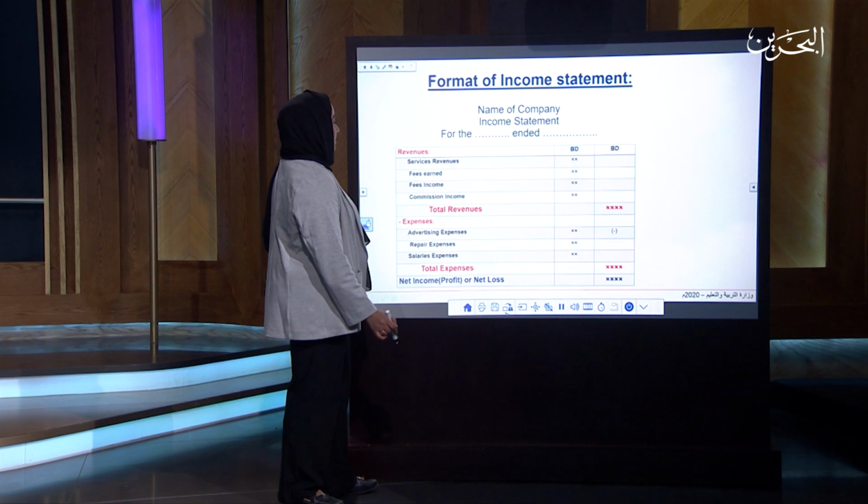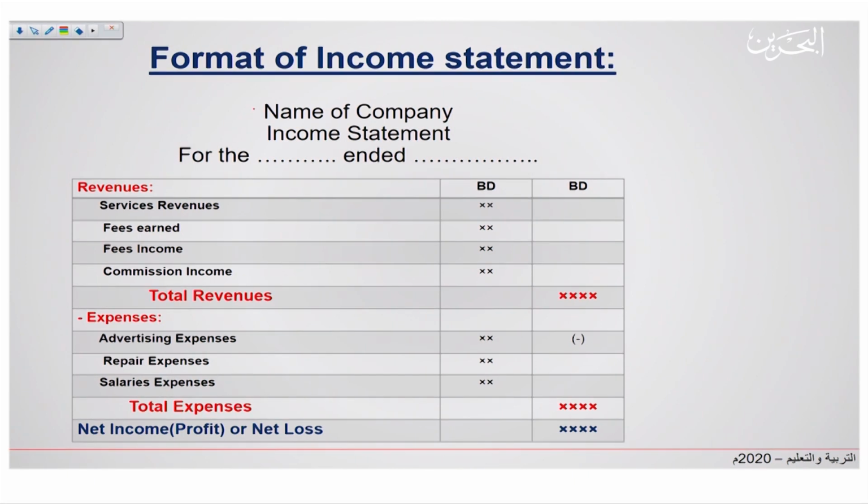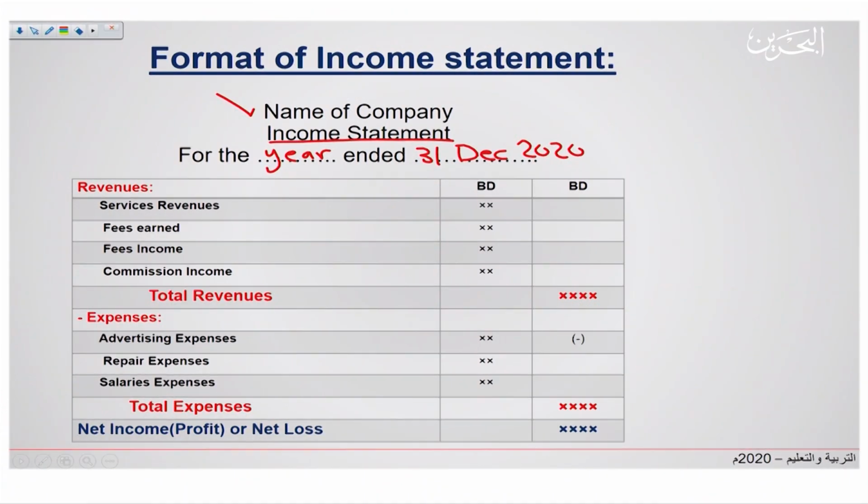This is the format or the layout of the income statement. As you can see, here we are going to write down the name of the company, we are going to specify which statement we are using. Here we are using income statement, and here we will write the period that we are preparing this statement for, like for the year ended 31st of December 2020. It means that this income statement is prepared for the year or the whole year of 2020.